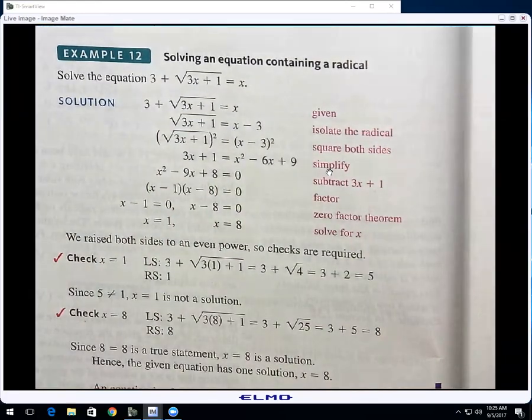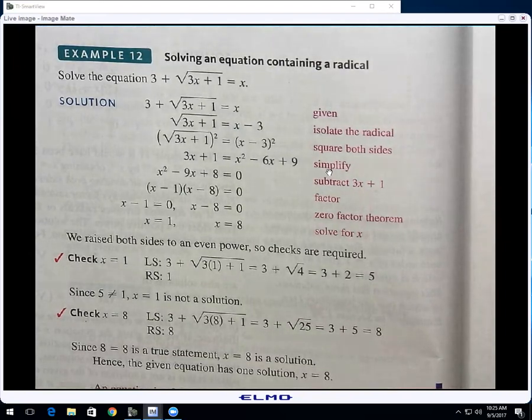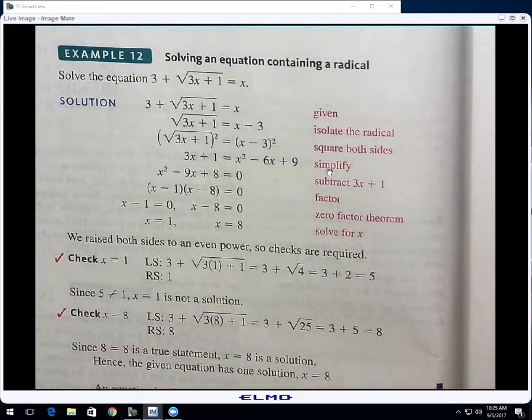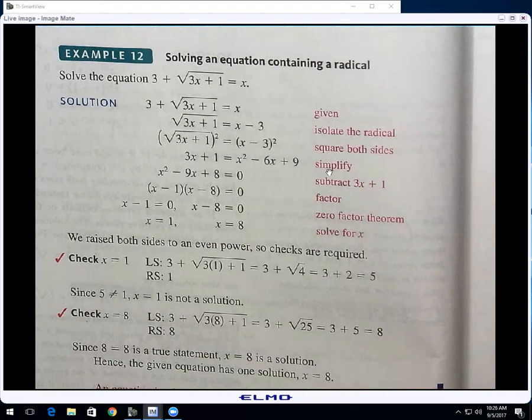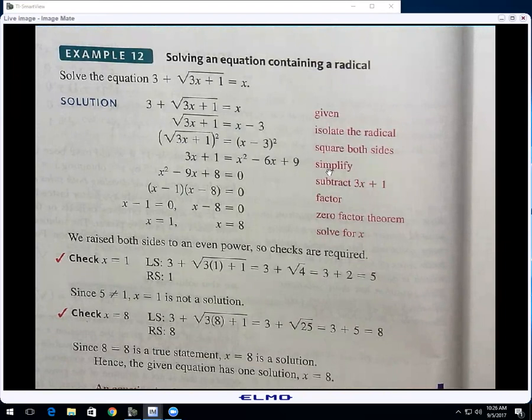Now, the 2 times so far that I've said you think you have an answer, but make sure it works. One was when we cleared out fractions. We saw that we could get a possible solution that we actually couldn't use because it made the denominator 0. The other time we get possible solutions, and then it may turn out that one of them doesn't work, is when we raise both sides to an even power.